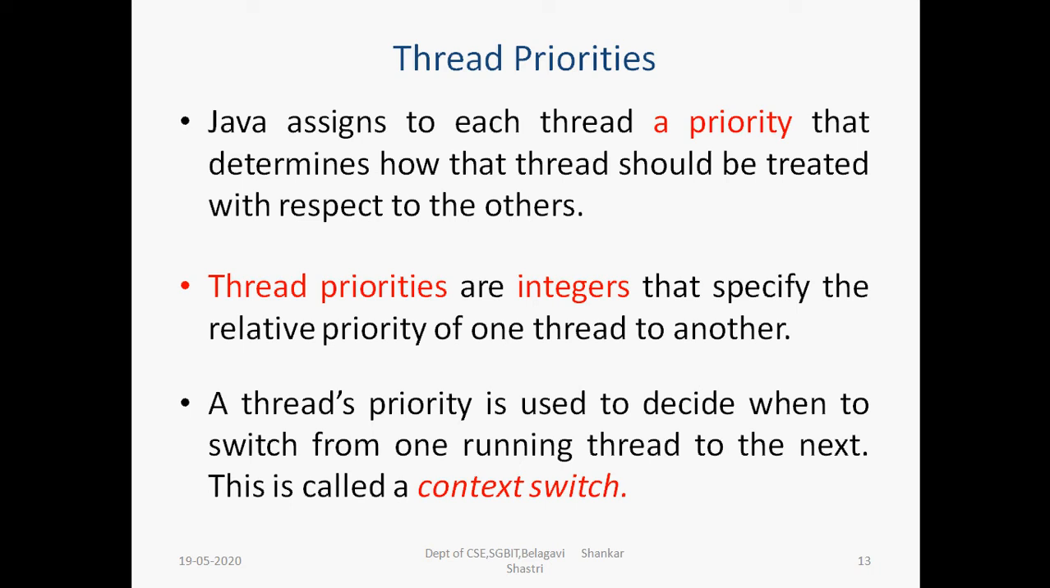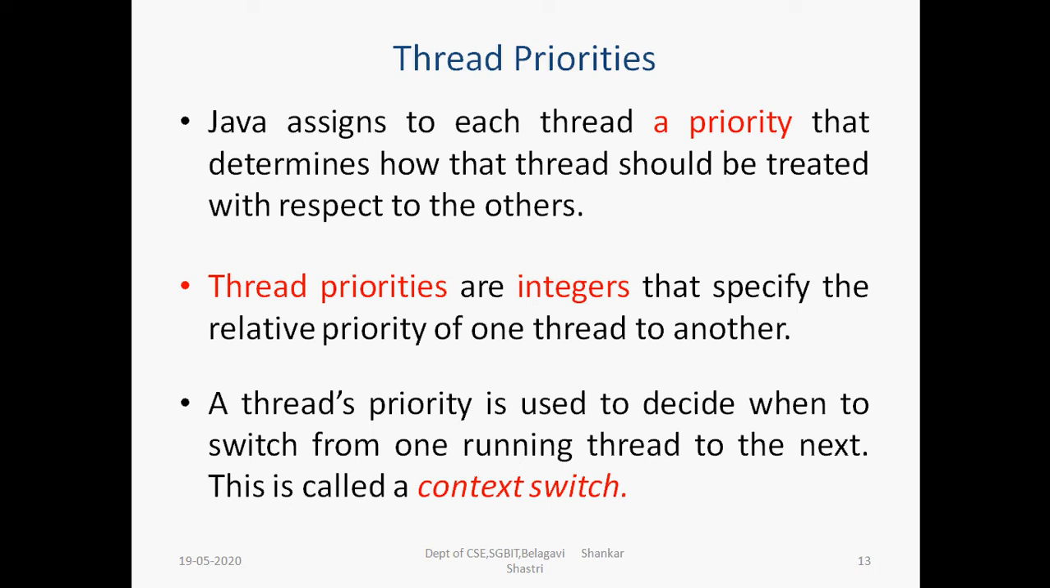You can assign the priority 1 to 9. So 1 means very low priority, 9 means very high priority, or we can assign 1 means very high priority, 9 means very low priority, like that. So based on this you can run the threads. So as a user you are having the control. You can decide which thread has to execute first, which thread has to execute last.